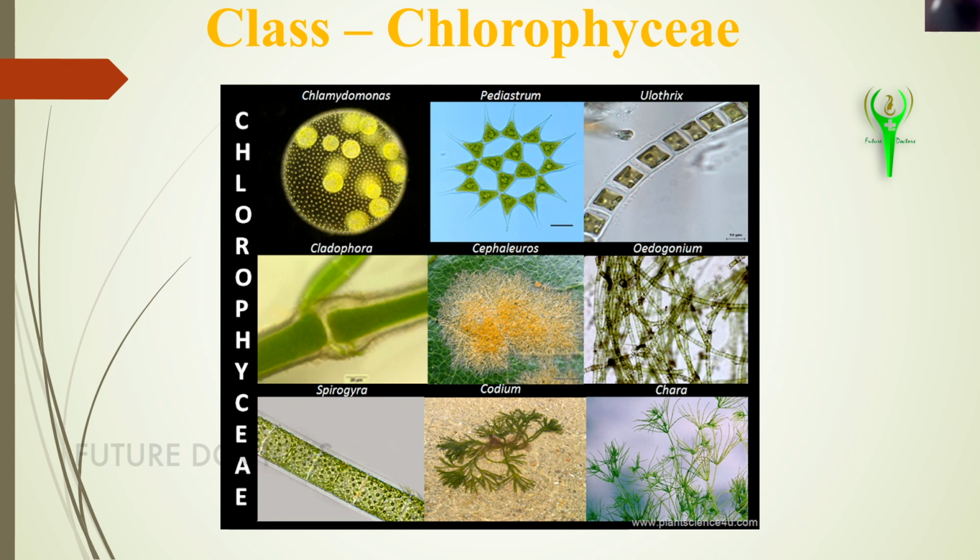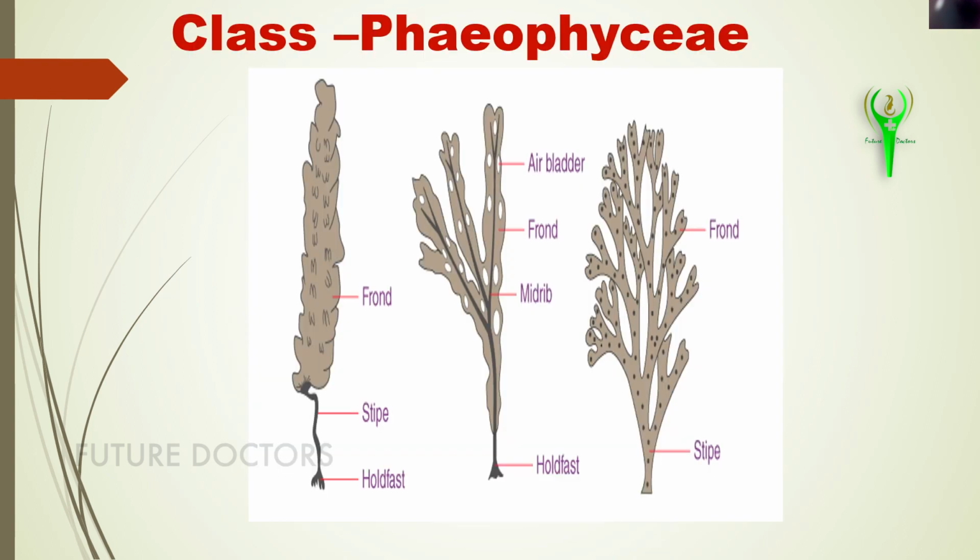The sexual reproduction shows considerable variations in the type and formation of sex cells, and it may be isogamous, anisogamous or oogamous. Some commonly found green algae are Chlamydomonas, Volvox, Ulothrix, Spirogyra and Chara. You can see the pictures of the algae in the slide. The next is the class Phaeophyceae.